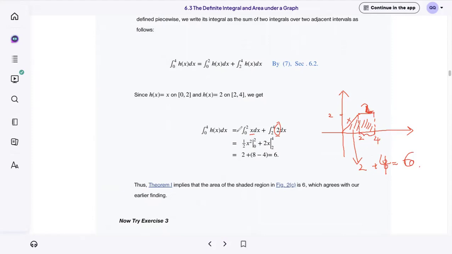But we can do integration. So do integration from 0 to 2, we set up this integral, right? Because the function is x. Then from 2 to 4, the function is 2. So the integrand is 2. Then we anti-differentiate and evaluate. Anti-differentiate x, we get a half of x squared. Anti-differentiate 2, we get 2x. Then we evaluate. Half of x squared at 2, well, that's just 2. Right? Because 2 squared is 4, 4 times half, that's 2. Then 0 is nothing. Then 2x, 2 times 4, that's 8. Minus 2 times 2, that's 4. So we also get 6.